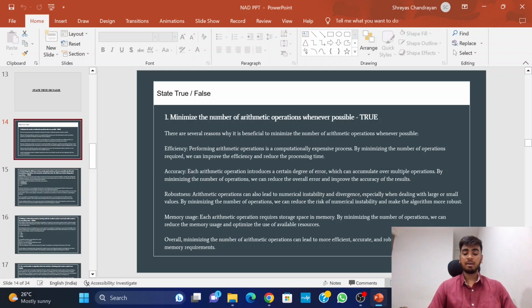Overall, minimizing the number of arithmetic operations can lead to a more efficient, accurate, and robust algorithm with lower memory requirements. Therefore, minimize the number of arithmetic operations where possible. So the statement is true.